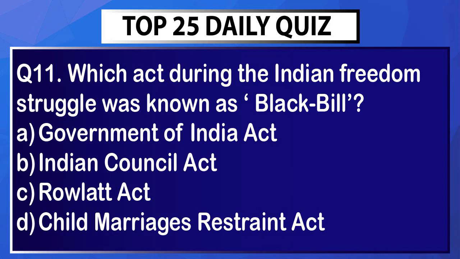Question 11th. Which act during the Indian freedom struggle was known as Black Bill? Option A. Government of India Act. Option B. Indian Council Act. Option C. Rowlatt Act. Or option D. Child Marriage Restraint Act. The correct answer is option C. Rowlatt Act.